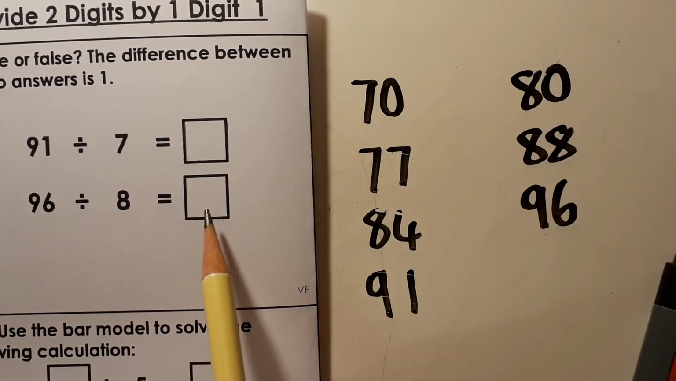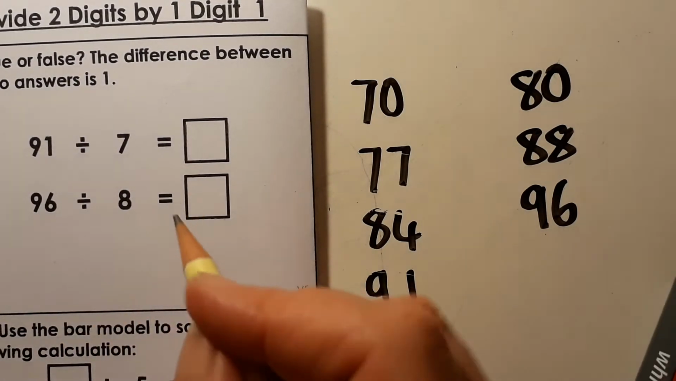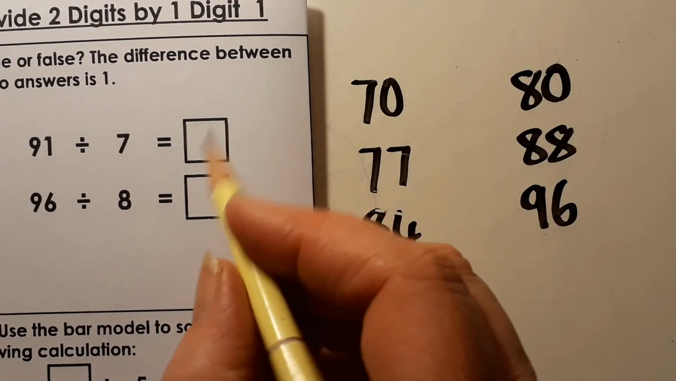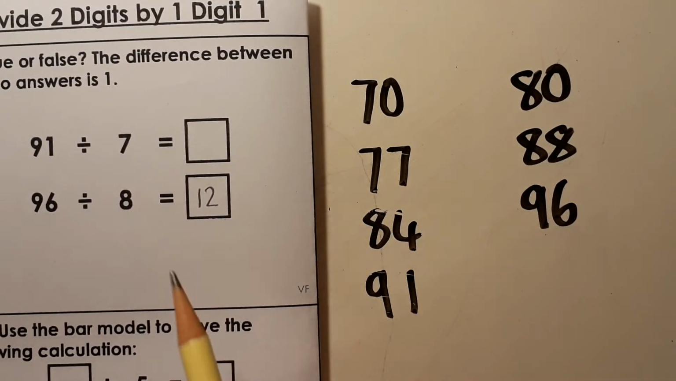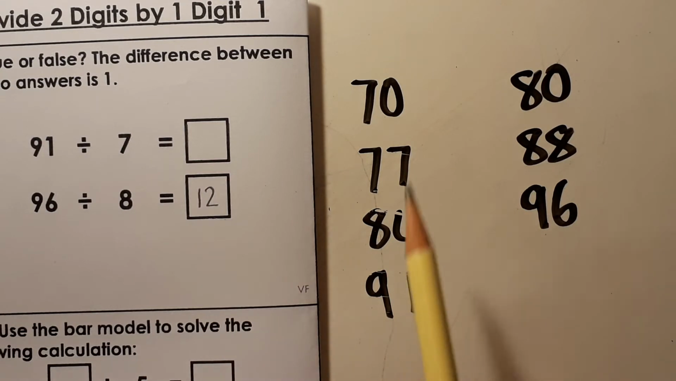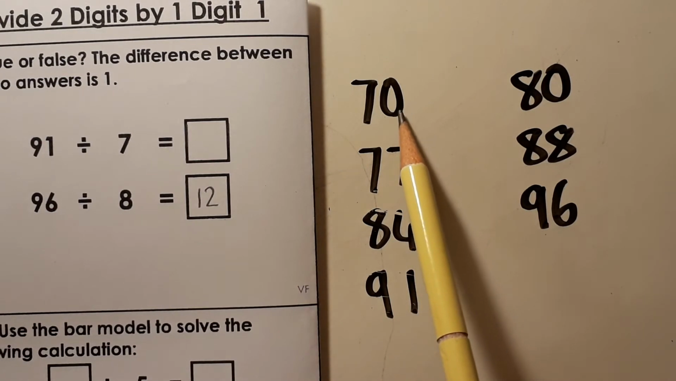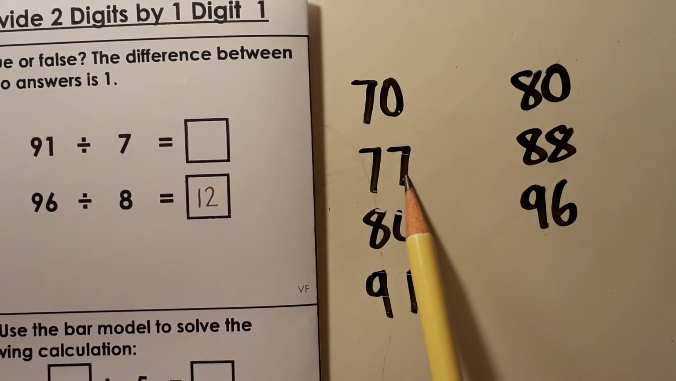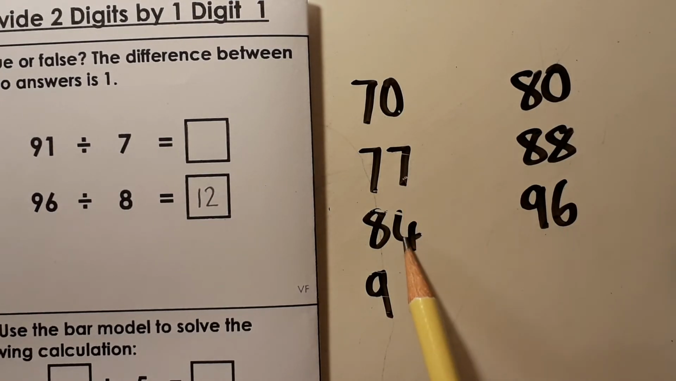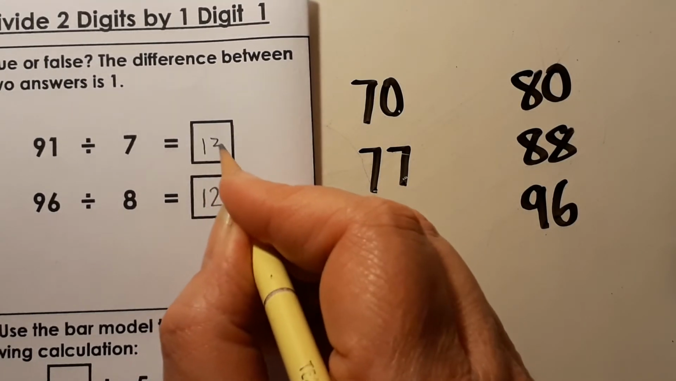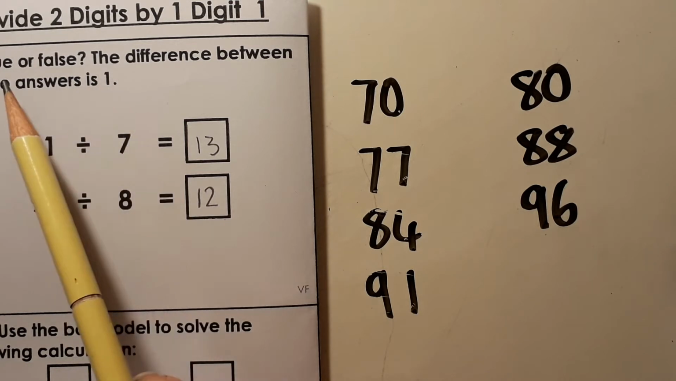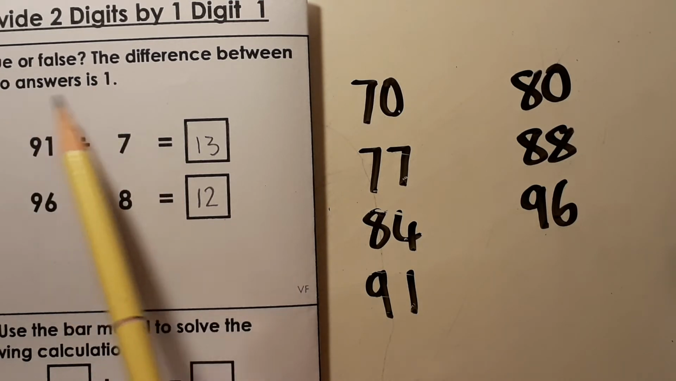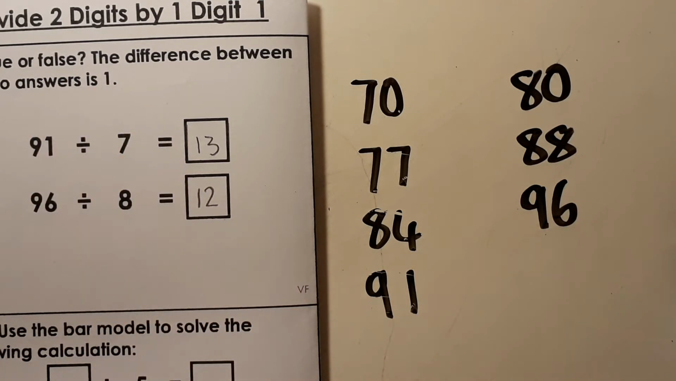answer here is going to be 12, and my answer here is 10 groups of 7, 11 groups of 7, 12 groups of 7, 13 groups of 7. So now you should be able to answer whether it is true or false.